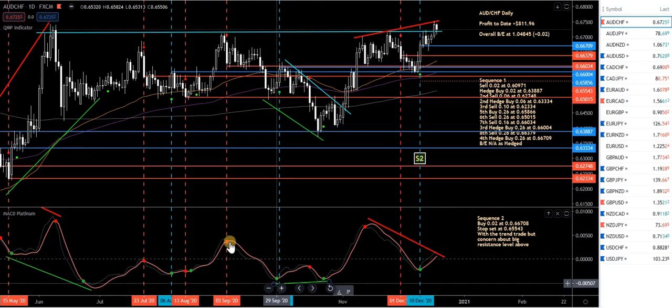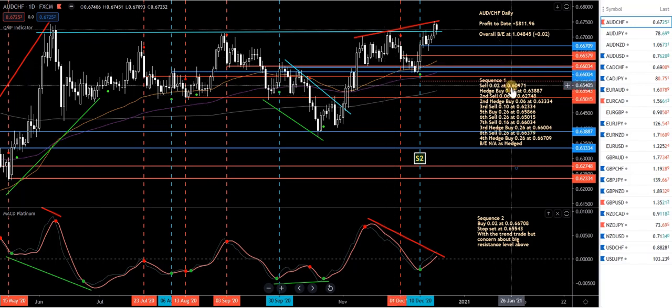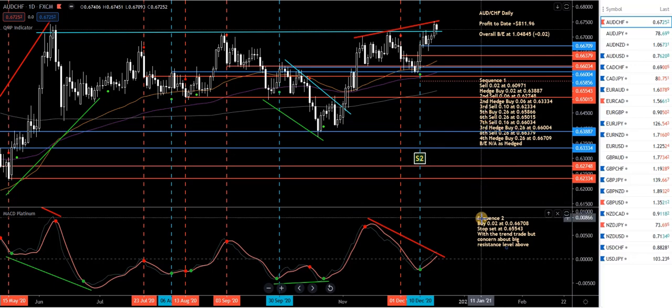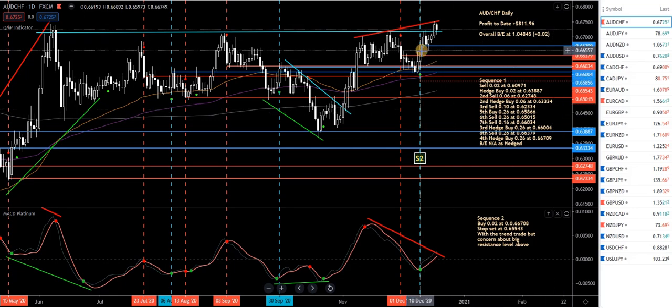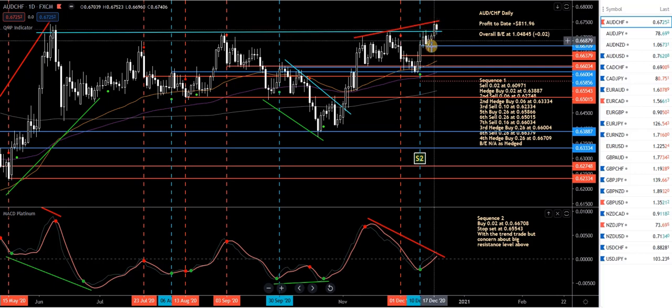So this is Aus Swiss. I was in a sequence from way back here. Sequence 1 is hedged, so I'm locked in a loss at the moment. Can't lose anything on sequence 1. Sequence 2, which is this buy here, you can see it's highlighted. It was a buy at this level here. We broke this resistance level, but now price has come back to it.